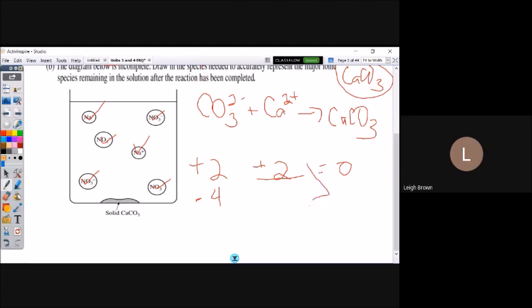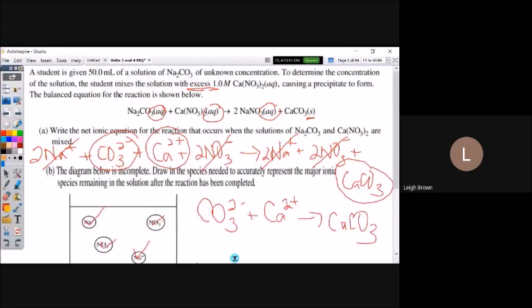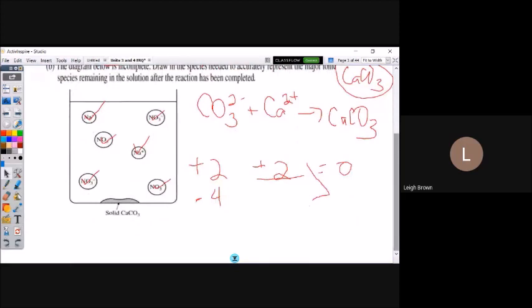So what's missing? Well, if I scroll back up, you might have already figured out what's missing. What was in excess? Because it's something that's in excess that's missing. Notice I had a lot of nitrate ion in the solution. So what else should be in excess? Well, it's our calcium. So that's what they expected you to draw in this question.